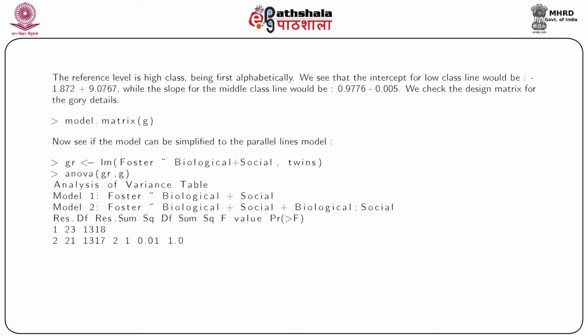Now let us see if the model can be simplified to the parallel lines model, where we do not have any interaction term. So let us fit the linear model of foster tilde biological plus social. So looking at the ANOVA table, we can see that based on the F value, the F value happens to be very, very small. If you look at the residual sum of square and the sum of squares due to the model, we can also figure out why the F value is so small.